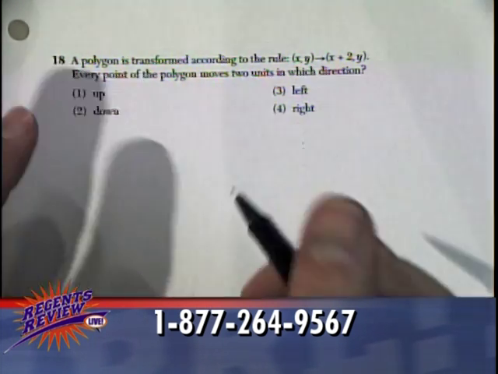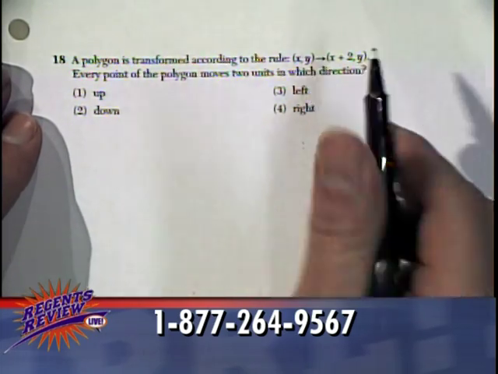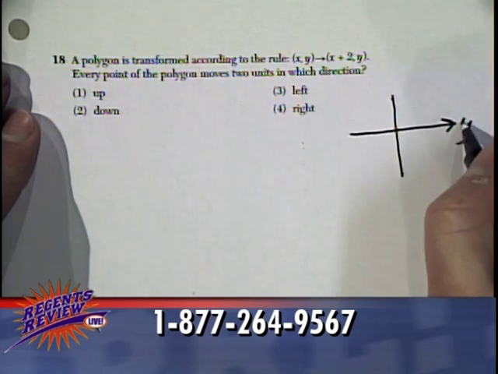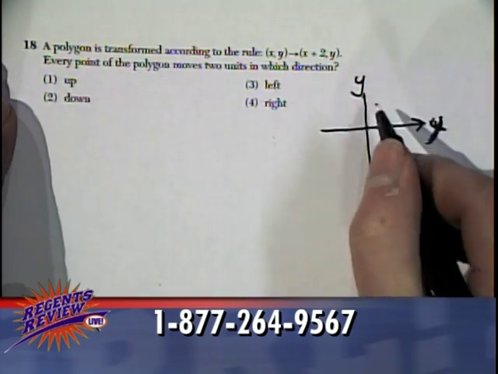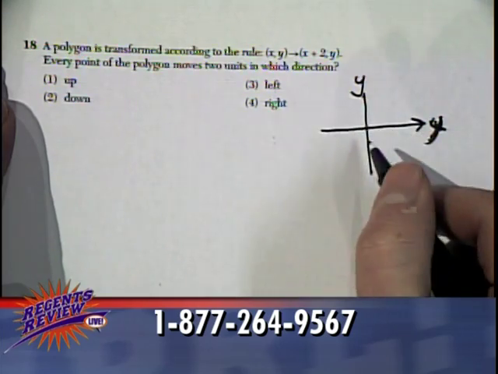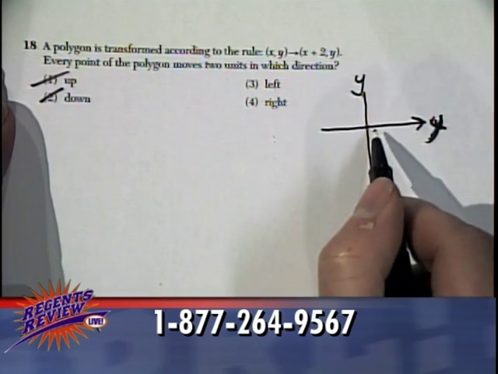First off, let's get through this pretty quick here. Nothing's happening to the y. If you take a look at your xy axes, put the x there and your y here. Nothing's happening on the y-axis, so I am not going up or down, because the y is still changing to y. So the only direction I'm moving could be left or right.